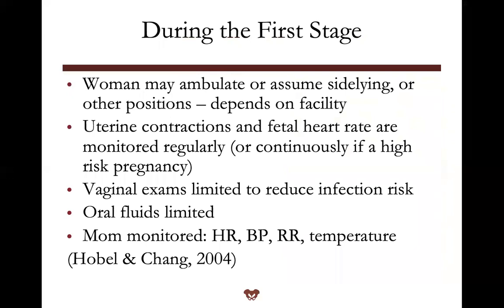So in the first stage, women can walk around or get in sidelying or other positions. Depends a lot on facility. So when we're advising women on labor and birthing positions, one thing that we might want to have them do is ask questions about what the birthing center or facility or hospital will allow them to do once they are in the hospital. So some places, once a woman is on monitoring, they don't really want her leaving the room or getting up and moving around too much. And so you'll want to ask about that.